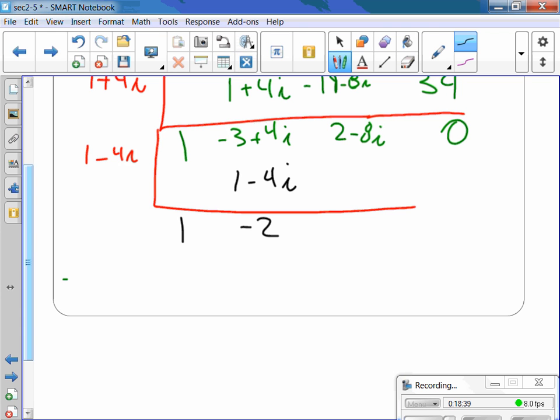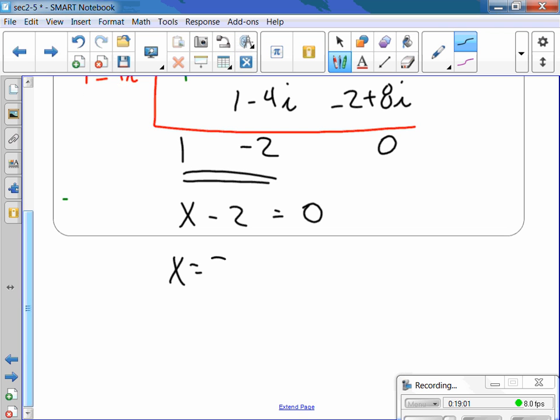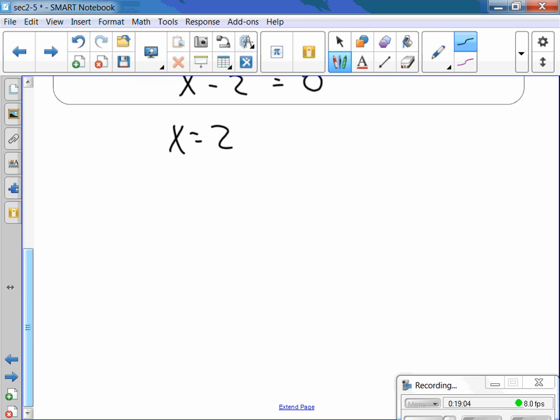Once again, since we know it is a 0, we better wind up with a remainder of 0. And what is this right here? This is just x minus 2. So again, if we're looking for that 0, that just means x equals 2. Absolutely. So my zeros are x equals 2, x equals 1 plus 4i, x equals 1 minus 4i. That's what the problem was asking us for.